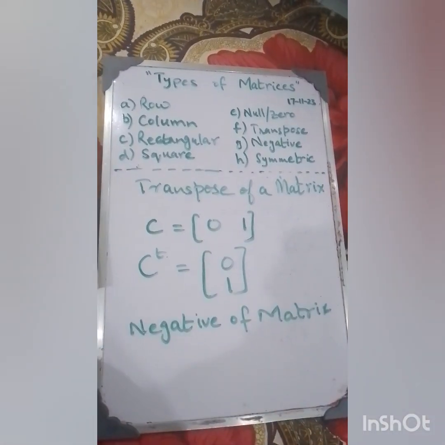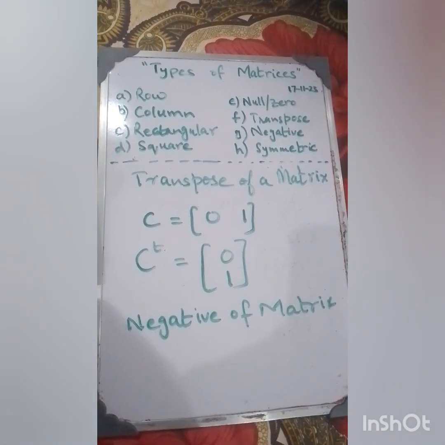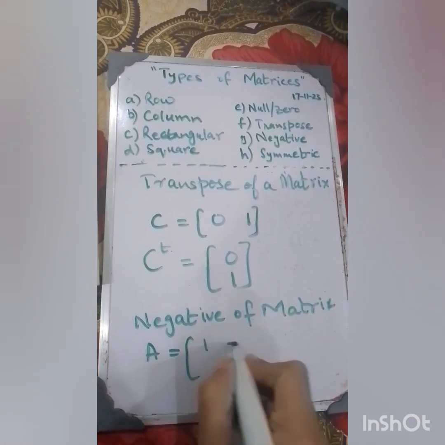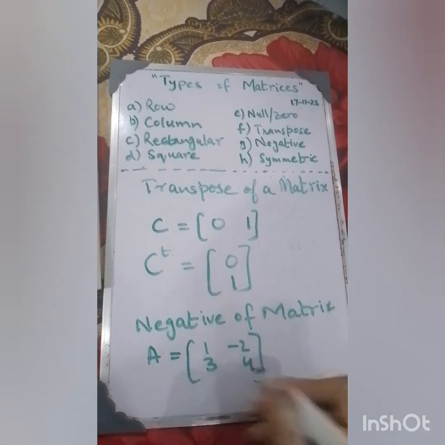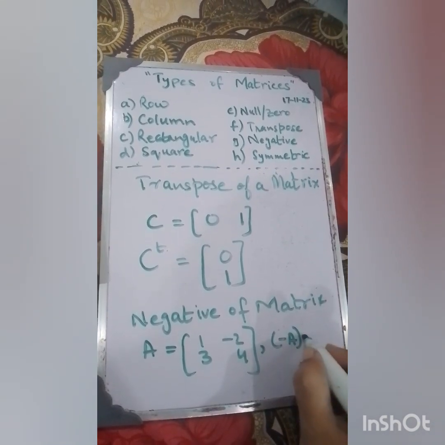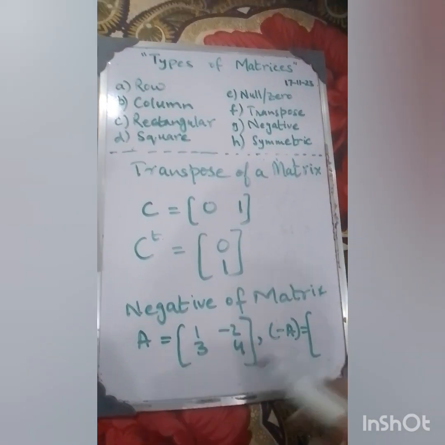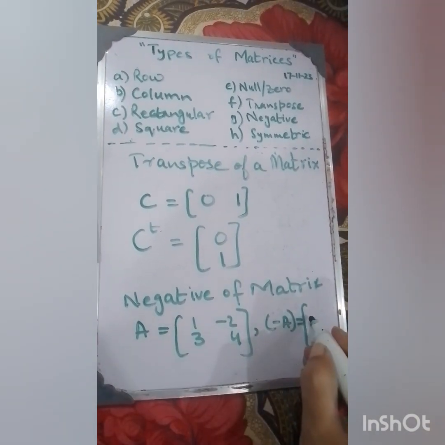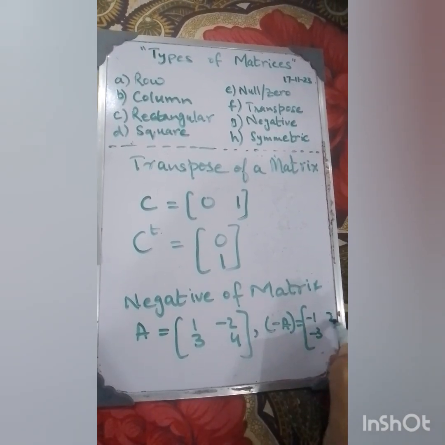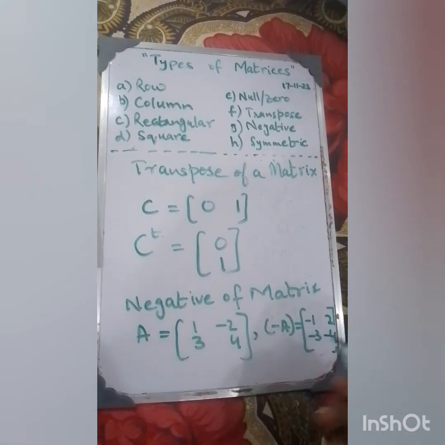Let A be a matrix, then its negative, minus A, is obtained by changing the sign of the entries of A. It's simple. If A is equal to 1, minus 2, 3 and 4, how will minus A be? Minus A will be: all the positive entries will become negative and the negative will become positive. So these are positive, I will write them with the minus sign; this is negative, so it will be positive. 4 is positive, so it will be negative. This is my negative of a matrix. Easy.